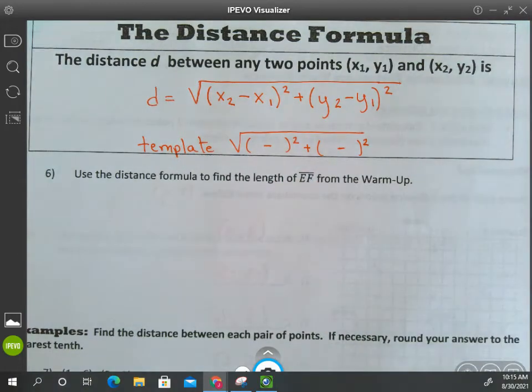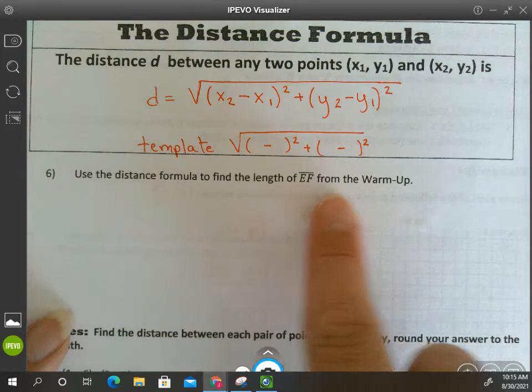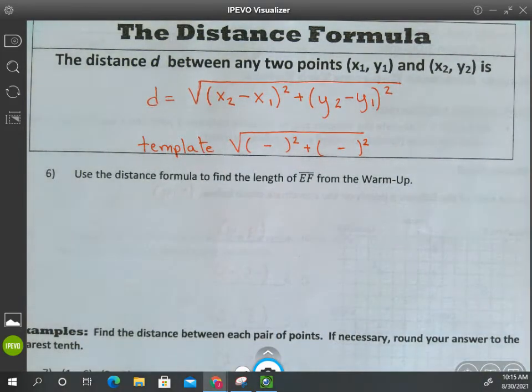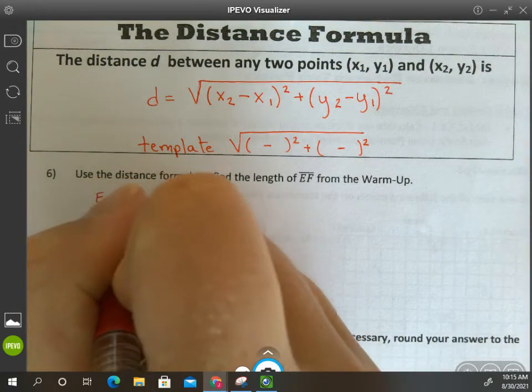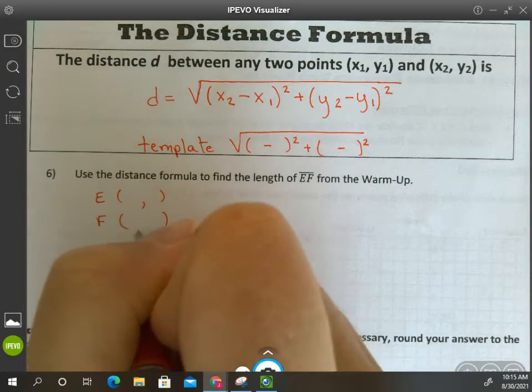Okay, so let's do our first example here. Use the distance formula to find the length of EF from the warm-up. Okay, so I'm going to come back over to the warm-up. You guys don't have to flip back. We need point E, and we need it as an ordered pair, and we need point F as an ordered pair.